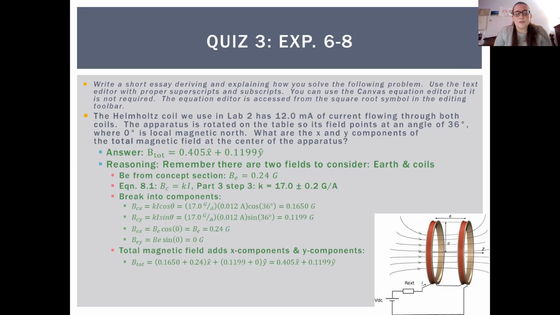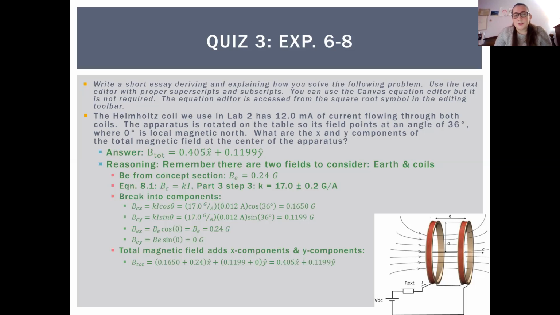The Earth's magnetic field in the x direction, it tells us that 0 degrees is local magnetic north. So that's the field from Earth, which means its angle is 0 degrees. So BE times the cosine of 0 is just BE, which we were given is 0.24 Gauss. And then the y component is the sine of 0, which is 0.